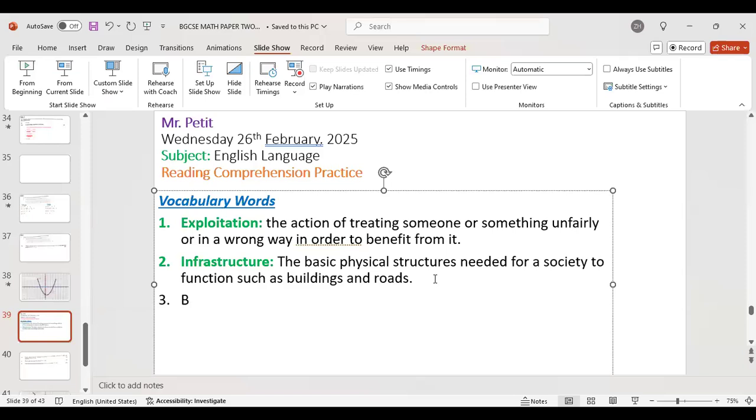Beneficial? No. Benefits? Biography? Biodegradable? No. Biodiversity. Who said that? How were we supposed to get biodiversity from B? It starts with B. Biodiversity. What do we mean by biodiversity?